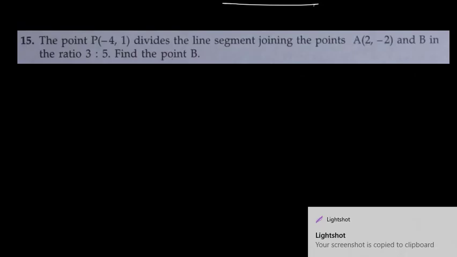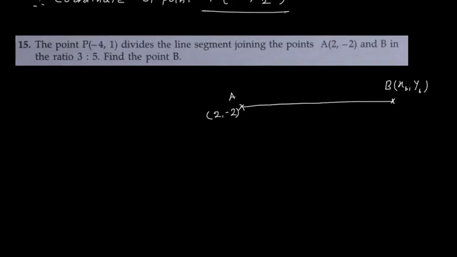Now here we have the next question. The point P divides the line segment joining A and B in ratio 3:5, find the coordinates of B. So with the help of section formula you can find the value. Pause the video, try yourself, and then check whether your answer matches the answer which I get. The coordinate of B is not given, so I will assume this as xb comma yb.